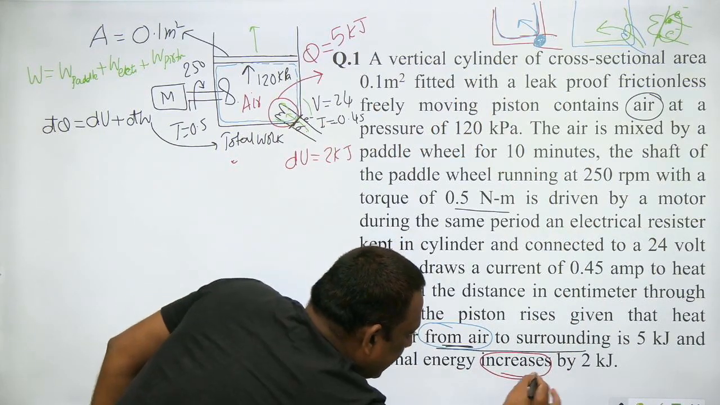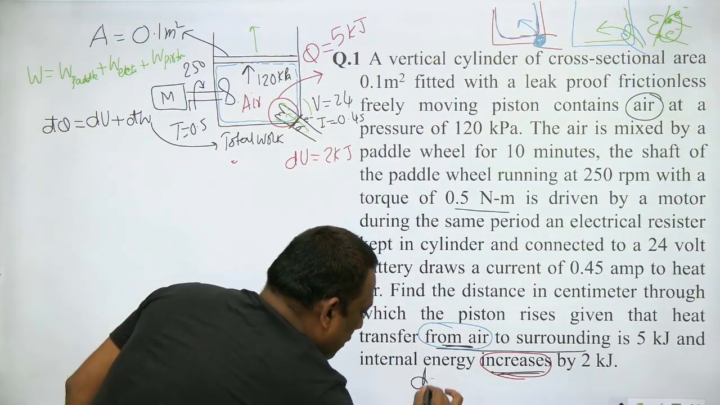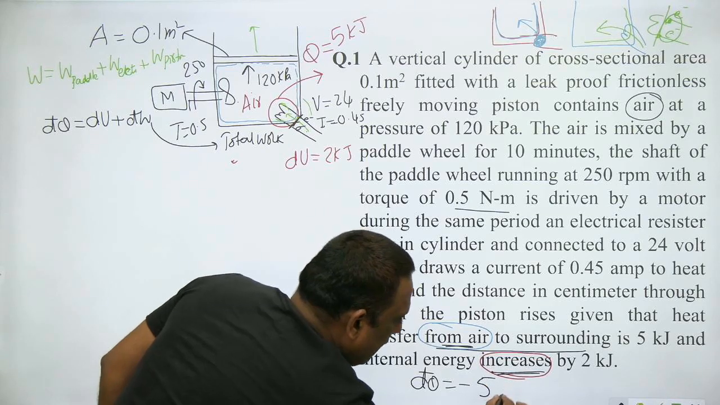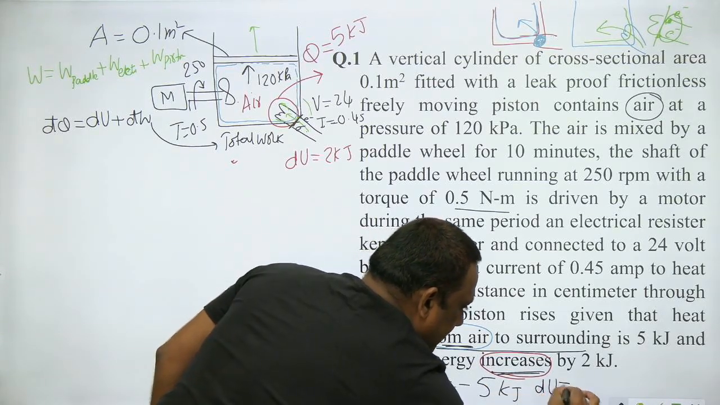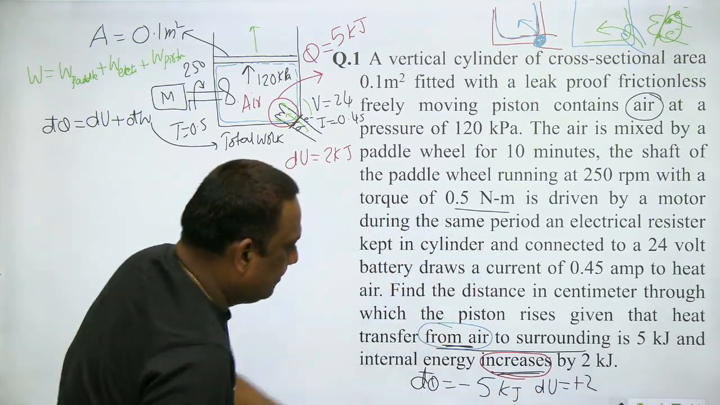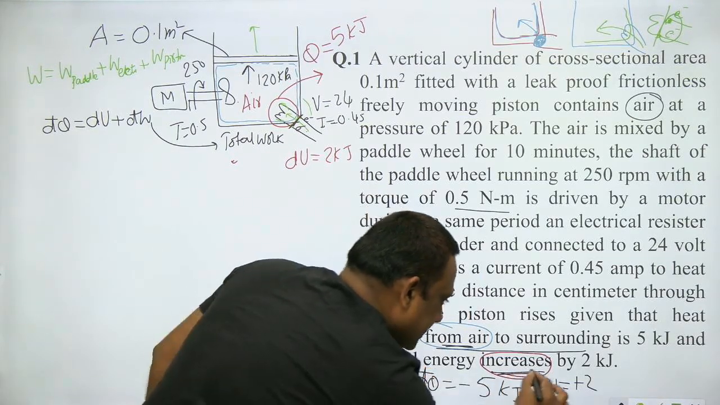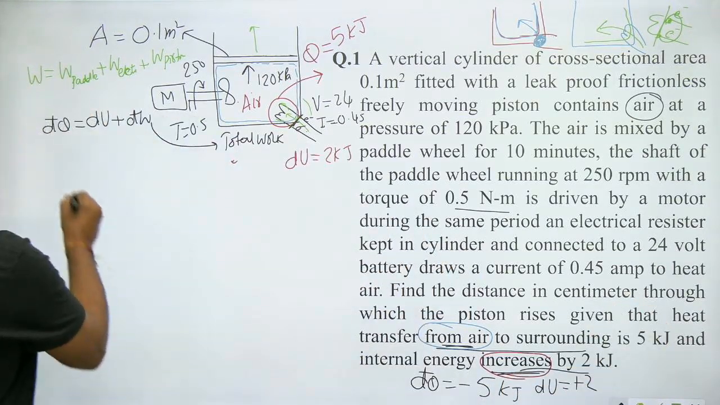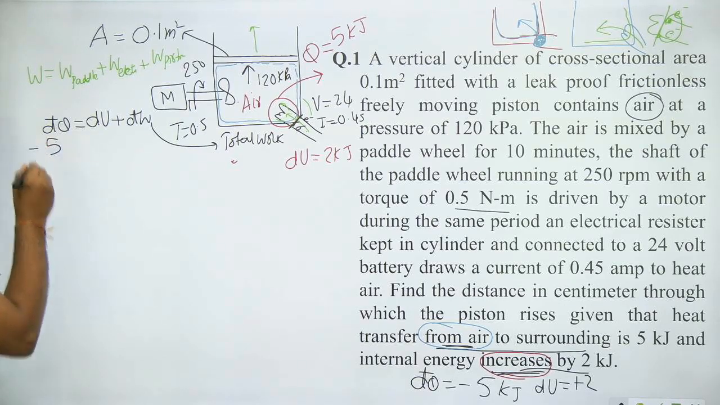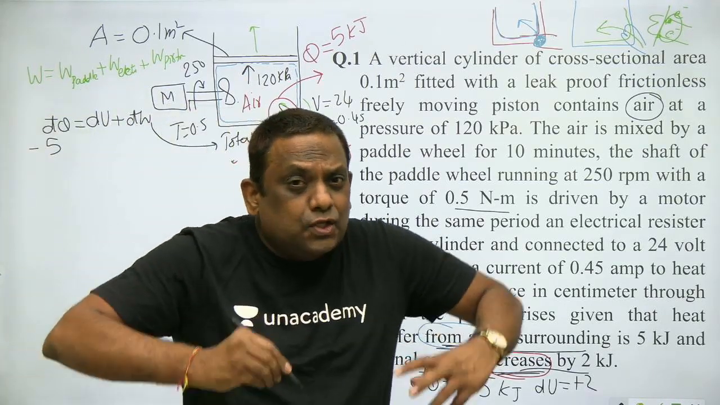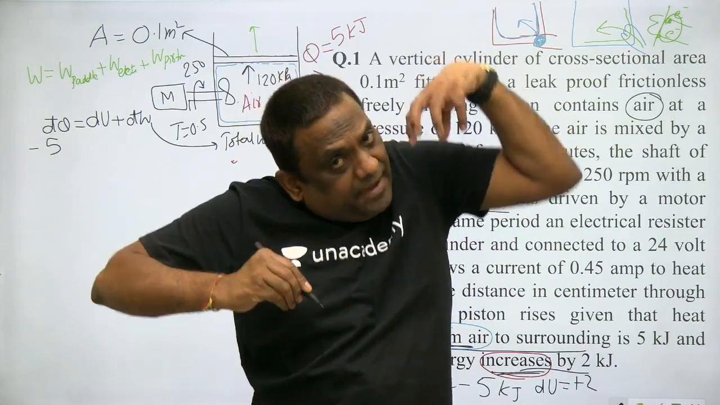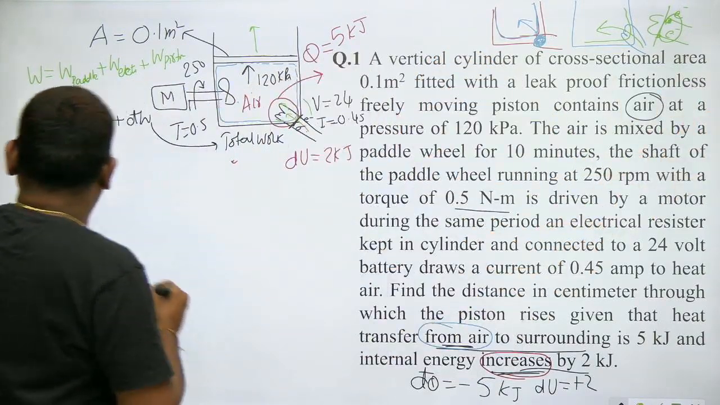And moreover, he said internal energy. So here I have written, heat transfer is minus 5 kilojoule and internal energy change is plus 2. Why plus 2? Because it is increasing. Absolutely. Now let me apply. It is minus 5. Why is it minus 5? Because heat is lost from the system, from air to surroundings. Therefore, it has to be minus 5.